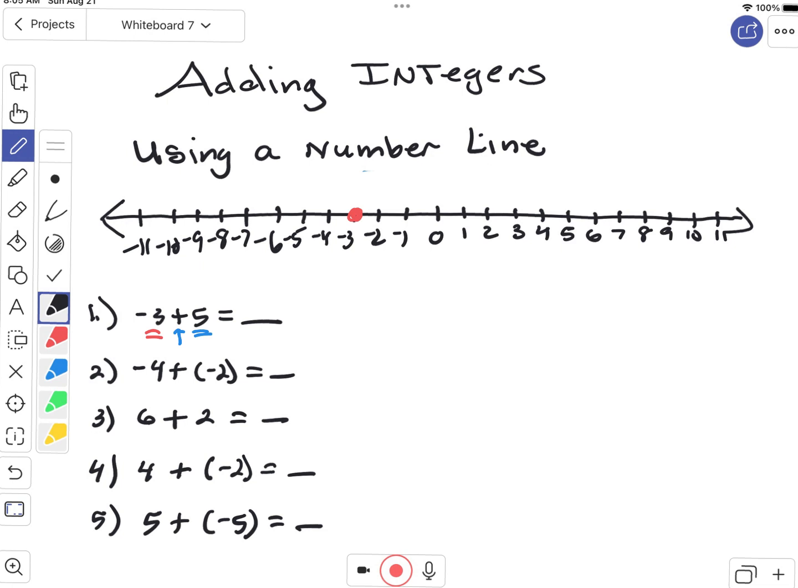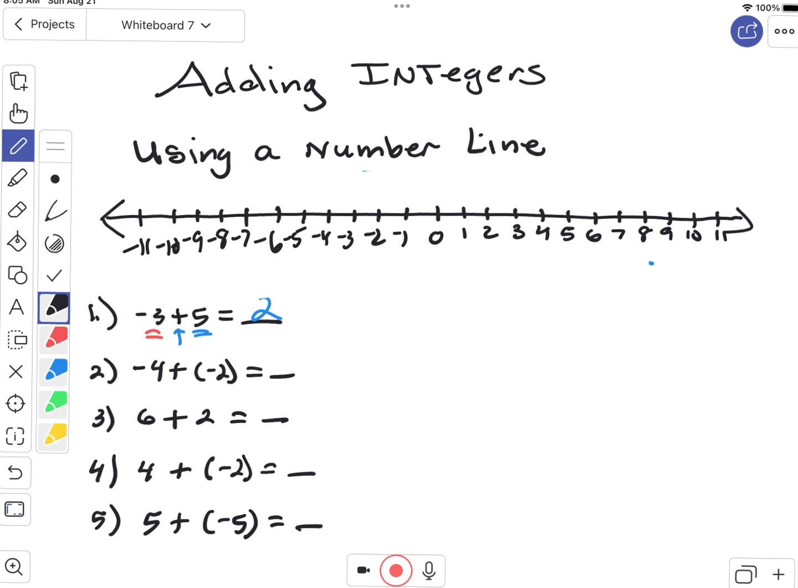Since we're adding positives, we have to move in the positive direction. Remember, the positives are over here and the negatives are to the left of 0. So we have to move 5 positives in the positive direction. That'd be 1, 2, 3, 4, 5. So we would end up at +2 after that move. So that's how you use a number line. The number line is not my favorite way to do integers, but that's how you could use it.